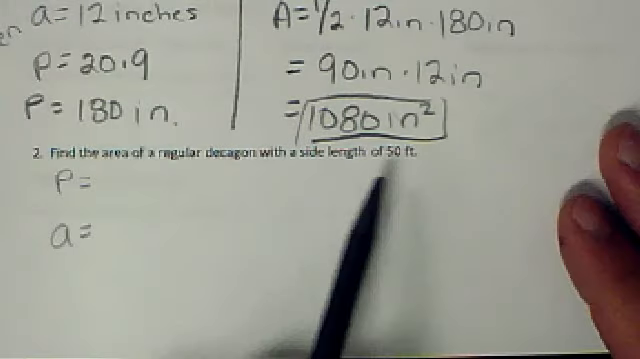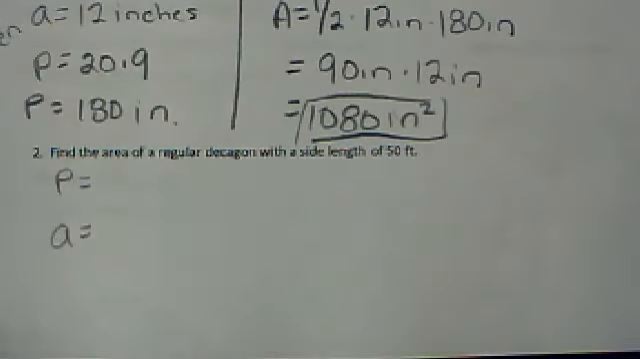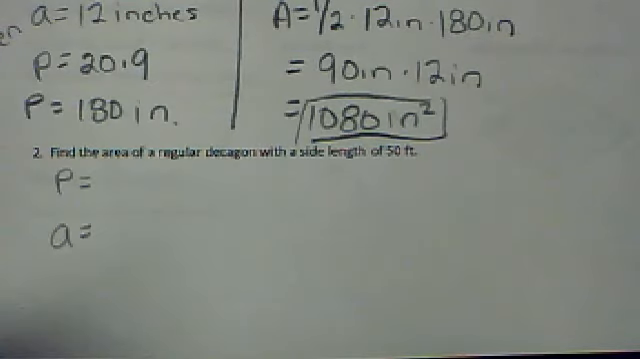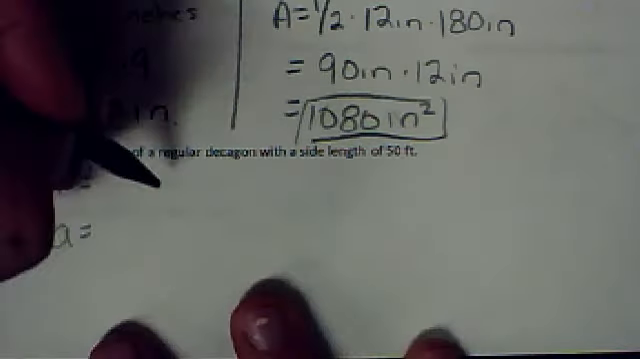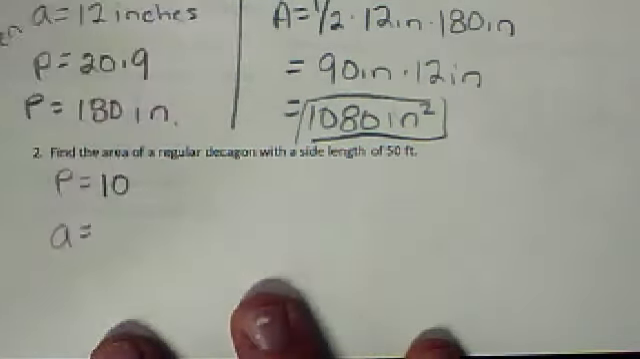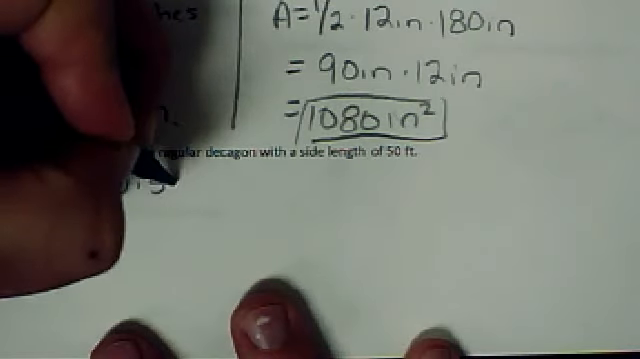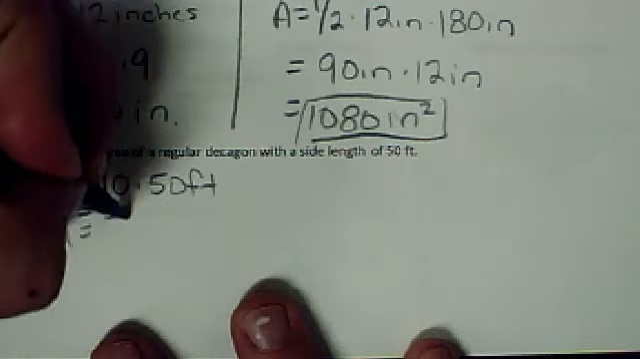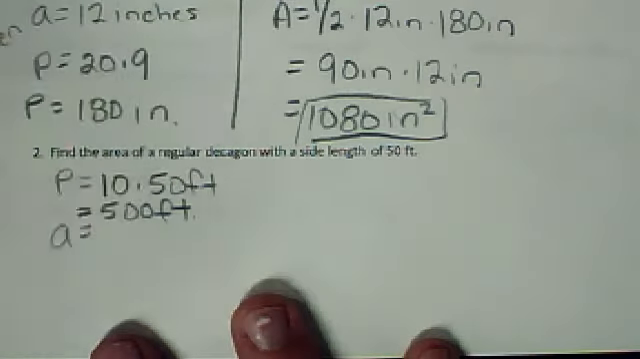Given a side length of a decagon, what does that help me find? If I have a side length, can I find apothem? No, if I have a side length, that helps me solve for perimeter. So I know that my perimeter is going to be 10 sides of my decagon multiplied by the 50-foot side length. So that means my perimeter is going to be 500 feet. So I have my P.